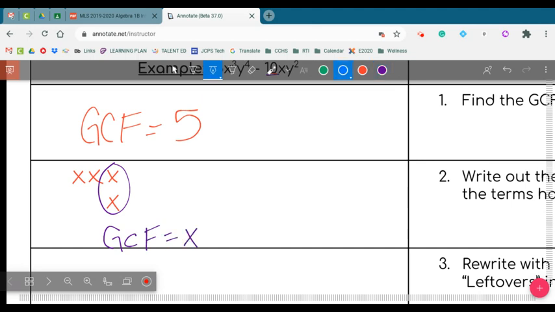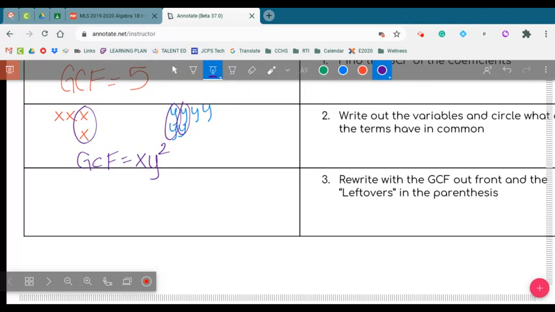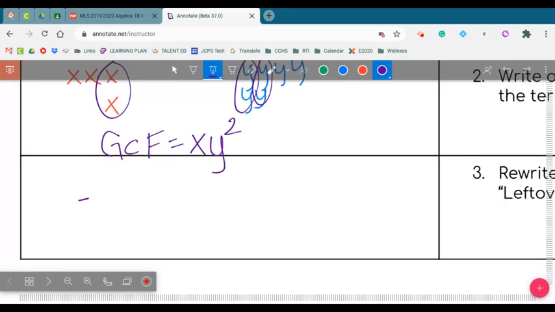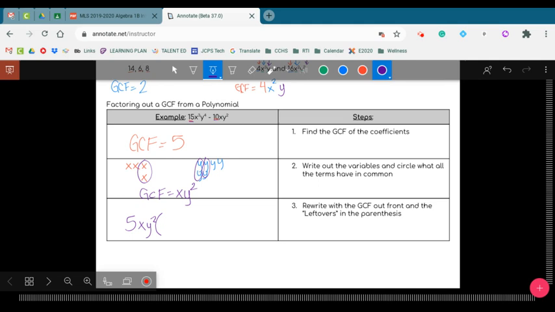Then let's look at our y's. We have 4 y's. And we have 2 y's. So we have 2 sets in common. That means we're going to have y squared. So that is our GCF. So we're going to rewrite 5xy squared. Now I have to put the leftovers in parentheses. So you're basically dividing this out from every term.